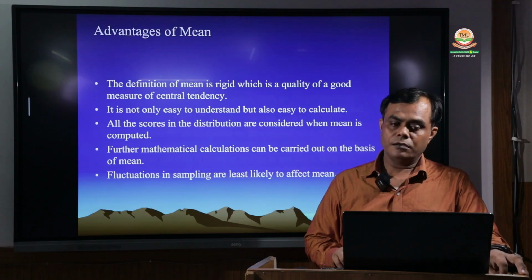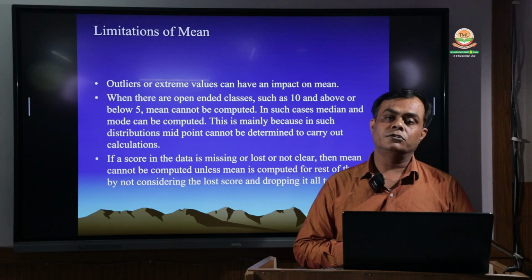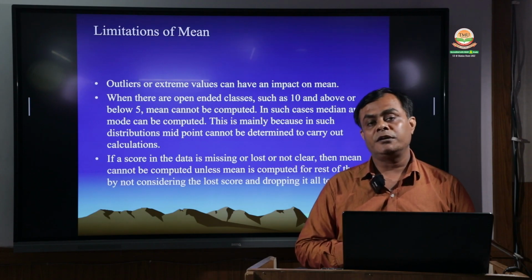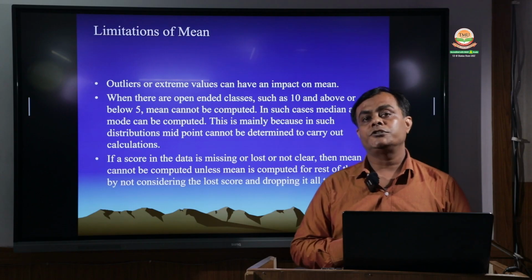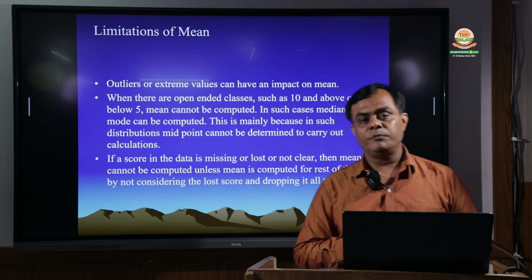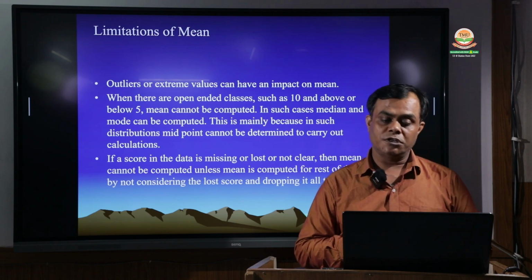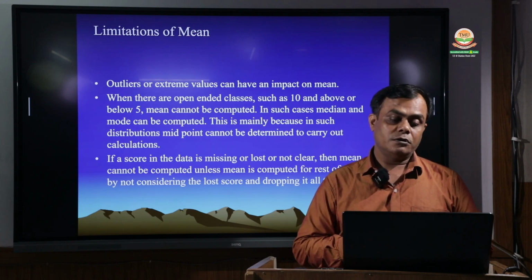So there are certain limitations of the mean. We all know that everything has a certain advantage, and that thing is also associated with certain limitations. So definitely the mean also has certain limitations. So we go through the limitations of the mean.